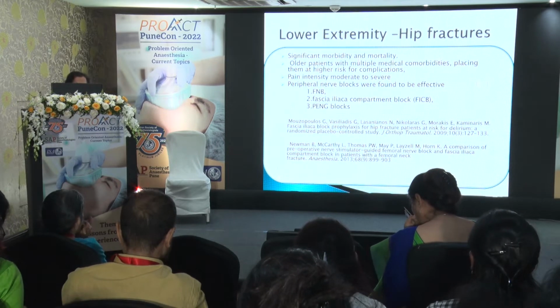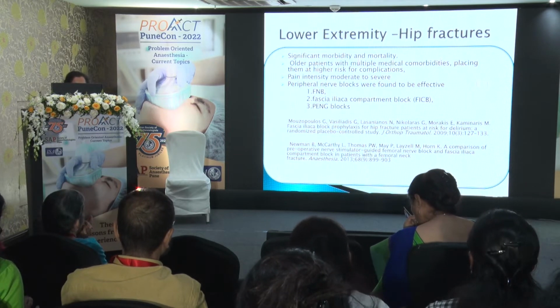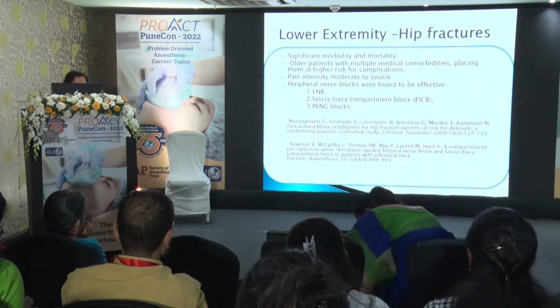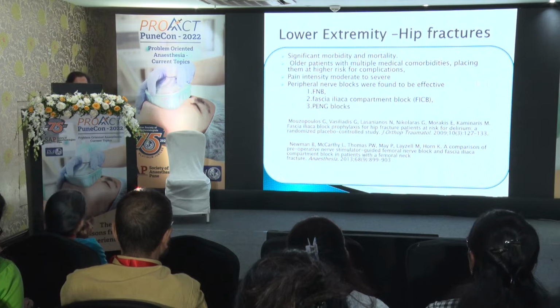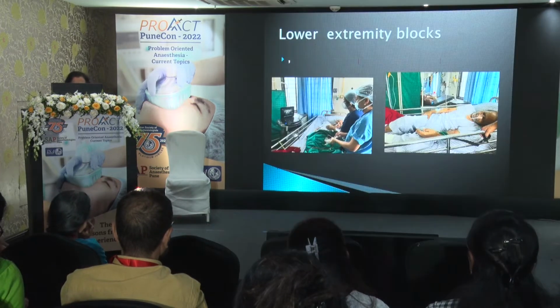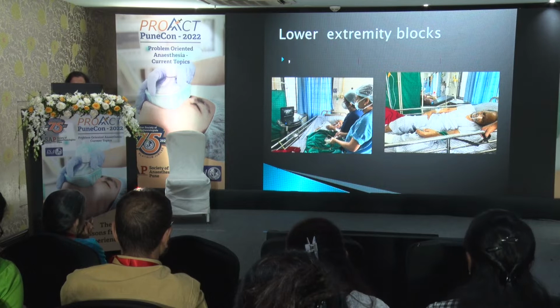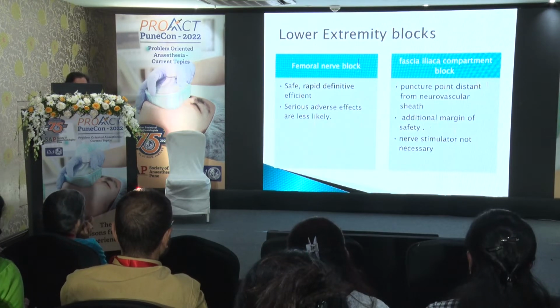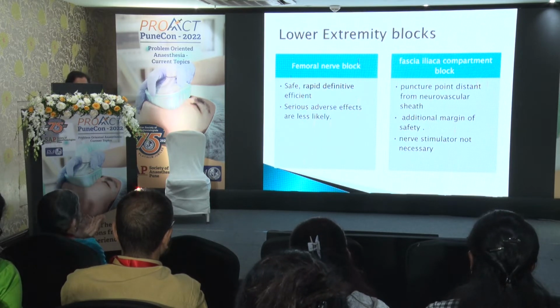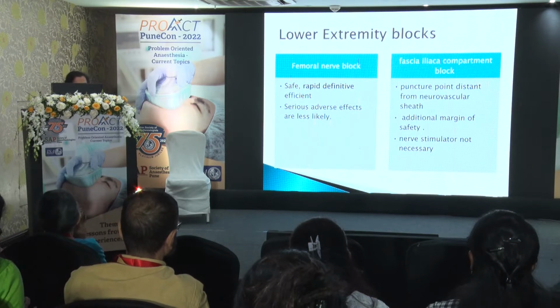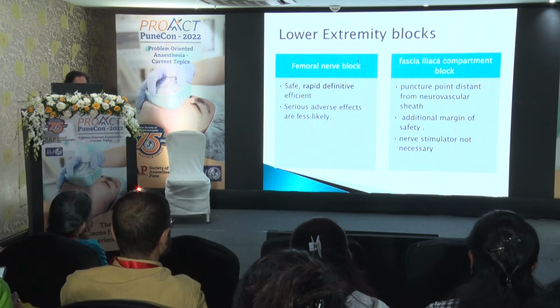These peripheral blocks which are advised in lower extremity hip fractures are the femoral nerve block, fascia iliaca compartment block, and the PENG block. So in lower extremity, the most commonly performed blocks are the femoral nerve block and the fascia iliaca compartment block. Both are safe, and give rapid and definitive pain relief. Serious side effects are less common.